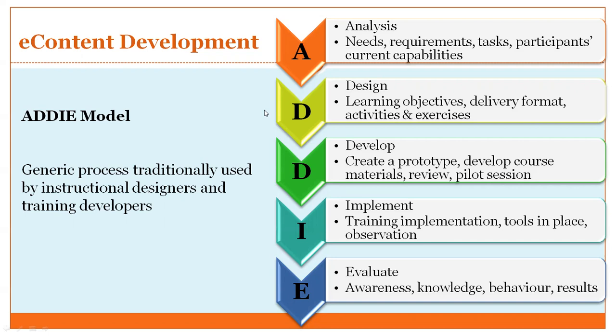Many of you must be knowing it. ADDIE stands for analysis, then design, then development, then implementation, and then evaluation. All these five stages are important for creation of any e-content. By analysis, it means the needs and requirements and the participants' current capacities and capabilities need to be analyzed. Then learning objectives and delivery format, etc., are to be designed. A framework has to be designed. Then actual creation or development of e-content is there. Then implementation is there. And then evaluation is there.